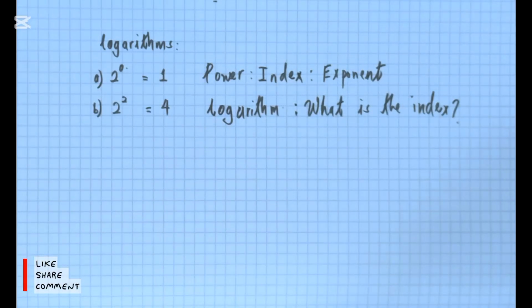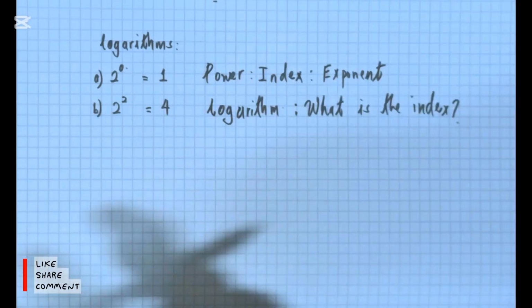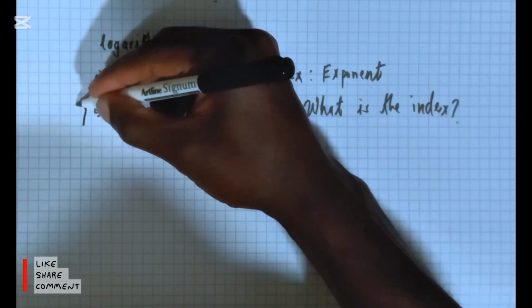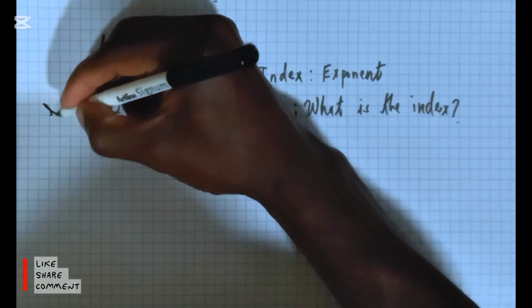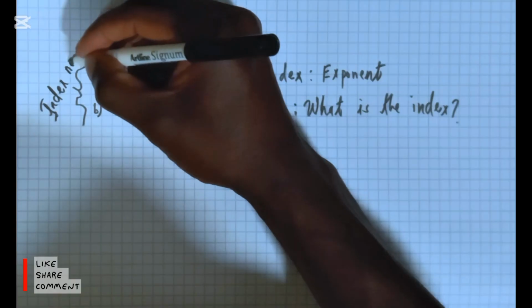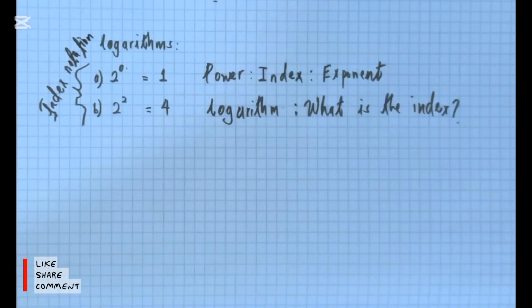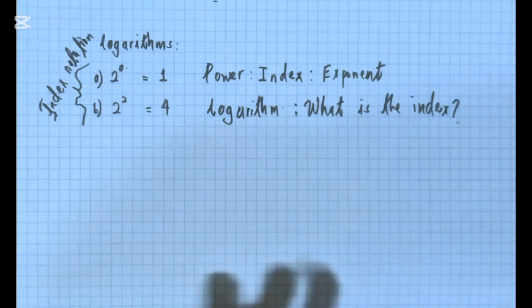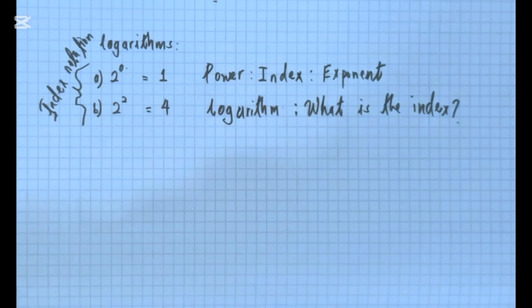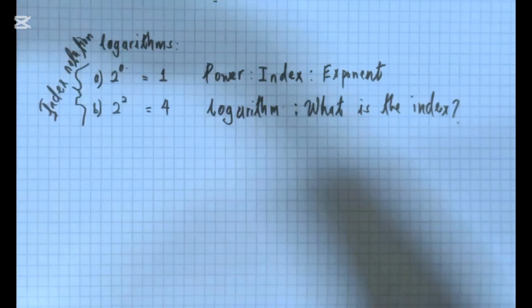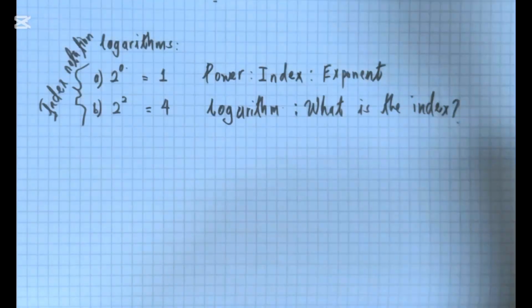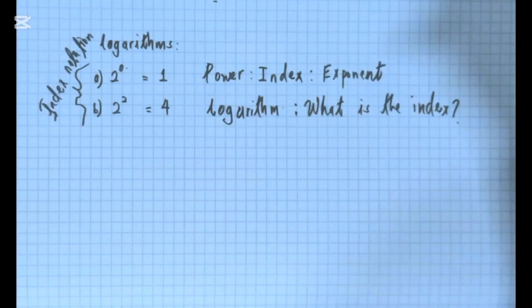Now let us look at an example here. So if we were to write A, which at this particular point is in an index notation. So these two here, A and B there, are in the form we call index notation. So if we were to write them in logarithmic form or logarithmic notation, how would we approach that? That is going to be the main objective of today's session.